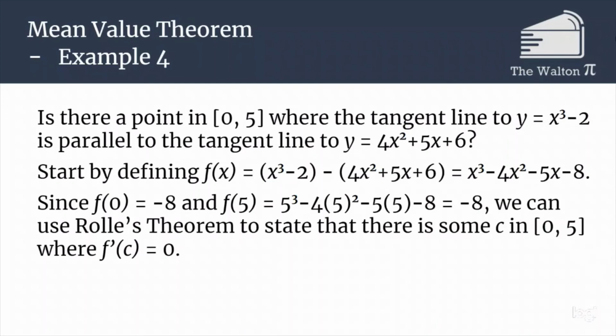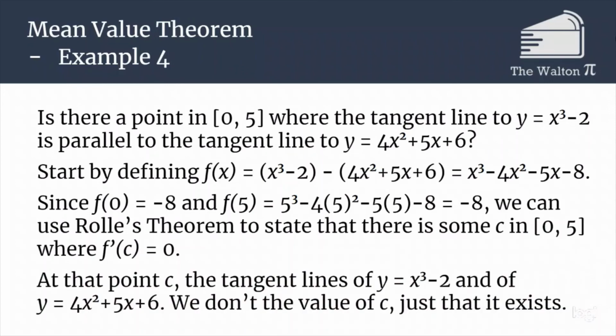So that means that there is somewhere where the slope is going to be the same, because at that point c, the tangent lines of y equals x cubed minus 2 and of y equals 4x squared plus 5x plus 6 had to have been the same. We don't know what the slope is, but we do know that it exists and that the two slopes are going to be the same.